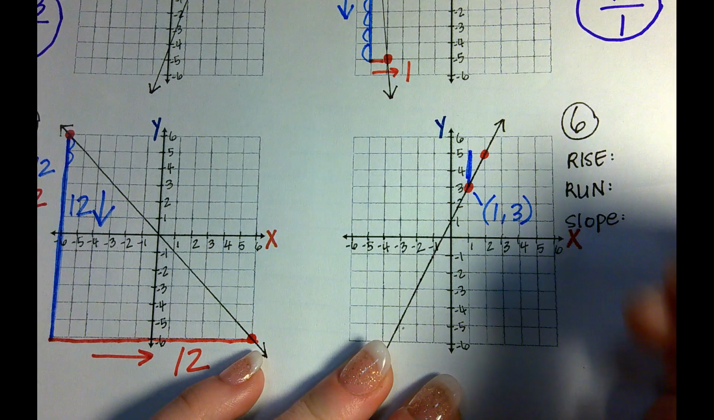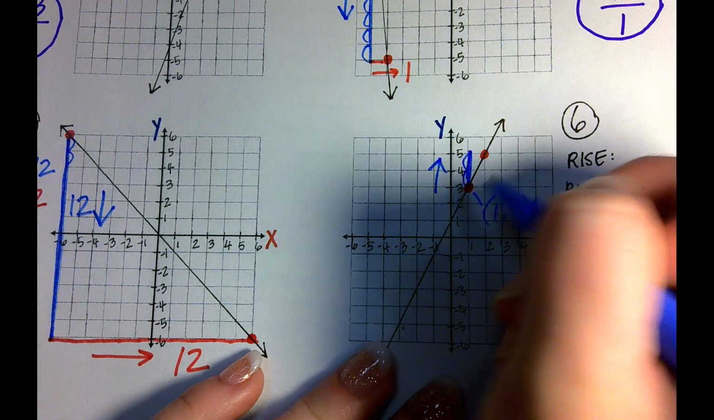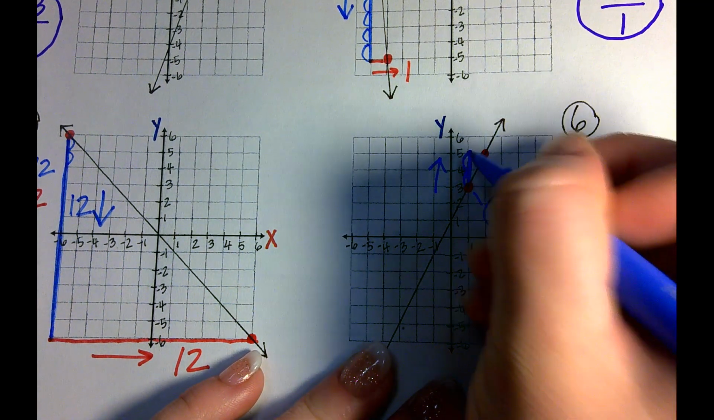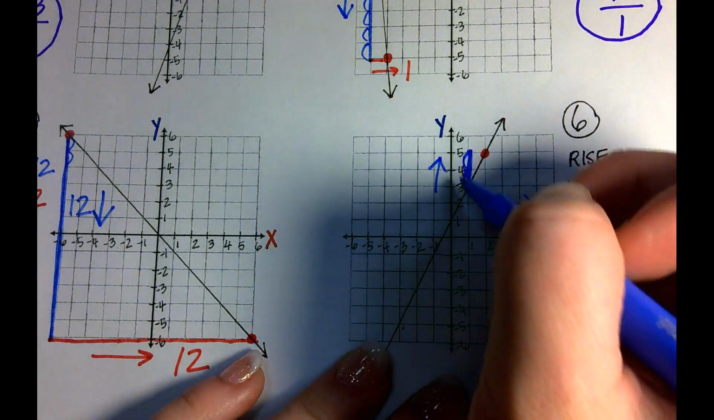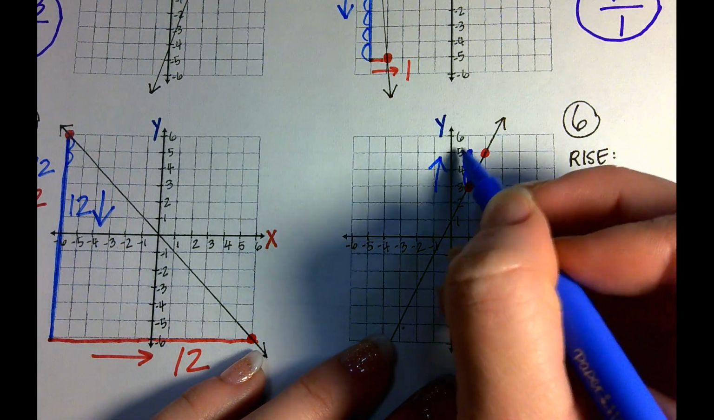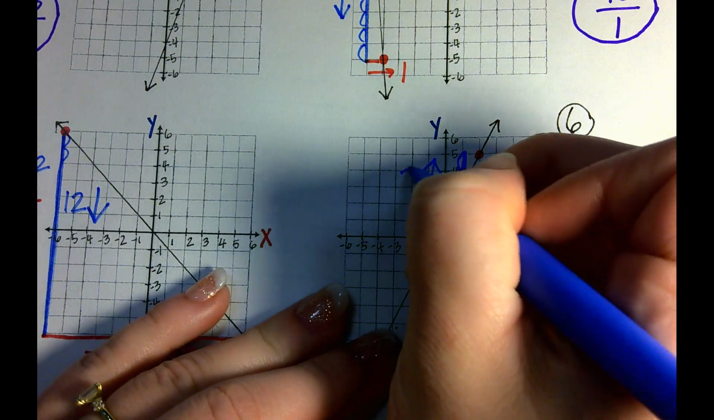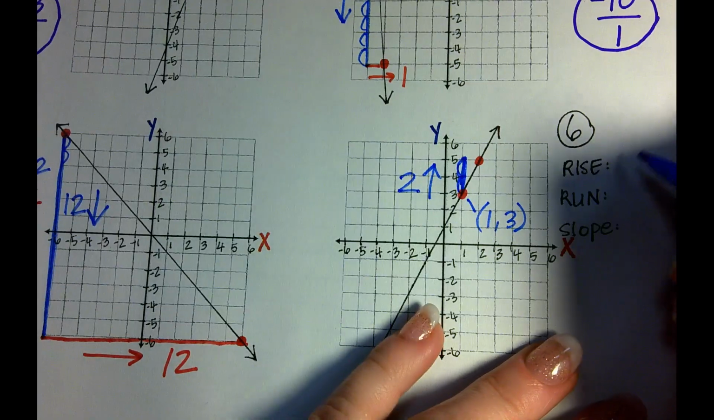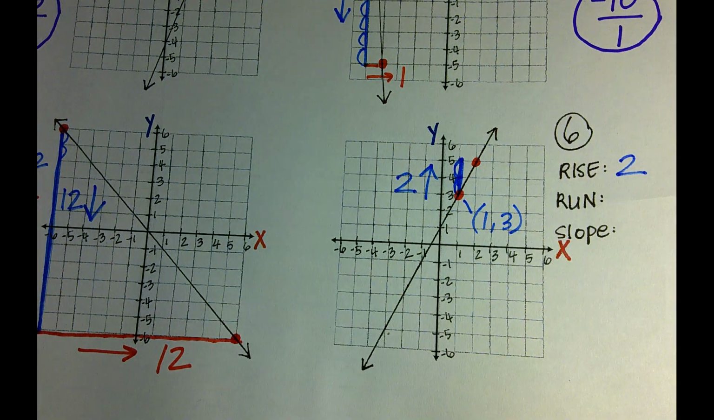Good. We went up how many? 3. Let's see. 1, 2, 3. 2. Just 2 here. Oh, okay. Yeah, we just went from 3 to 5. I was counting the first. That's okay. So we have a rise of how many? 2. 1, 2. Oh, 2.